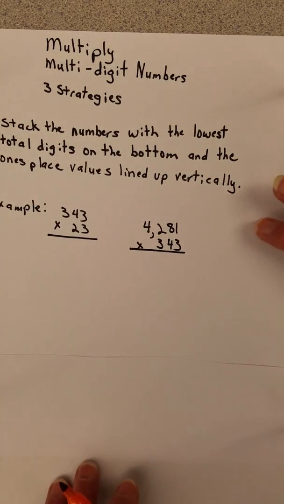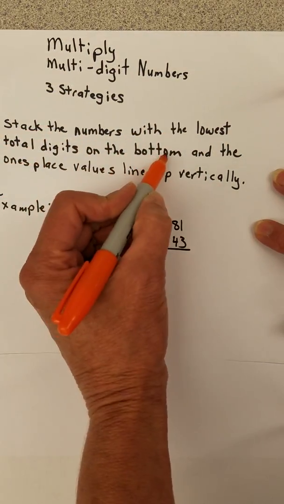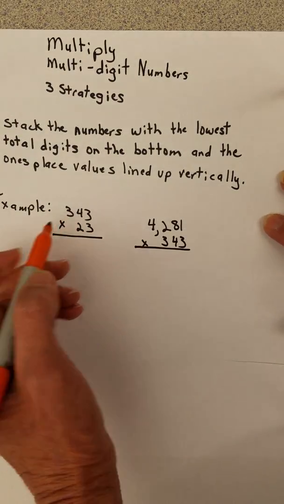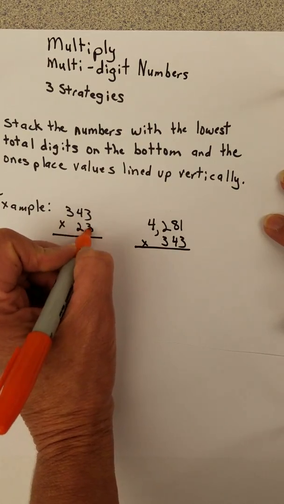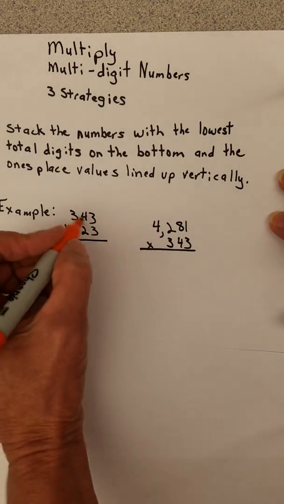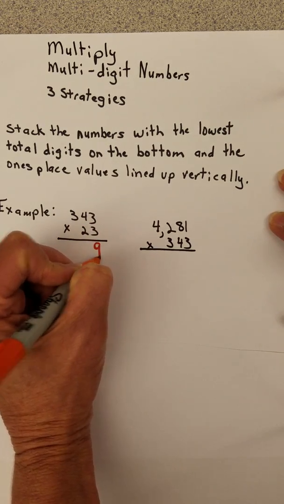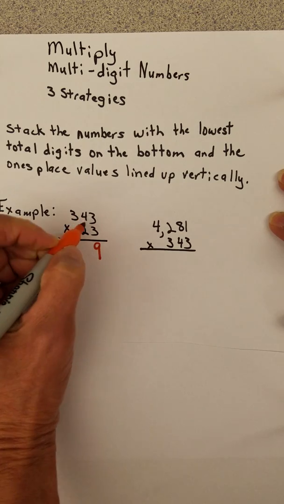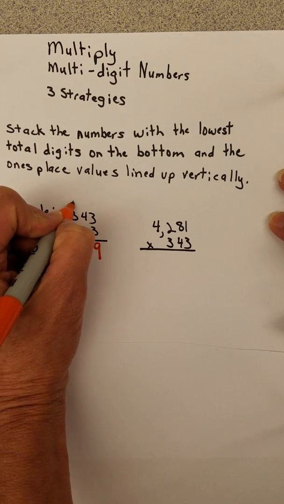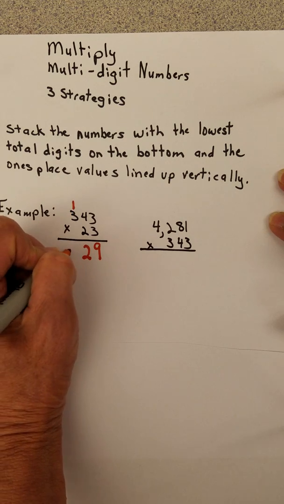Okay, so the second strategy: stack the numbers with the lowest total digits on the bottom. So this has 2 digits, I'm going to put it on the bottom because that one has 3. Then line up the ones place vertically. Once you've got it lined up, smaller one on the bottom, then start multiplying. So 3 times 3 is 9. 3 times 4 is 12, but I'm going to put the 2 here, the ones, and carry that 10 over here. 3 times 3 is 9, plus the one that was carried over makes 10.